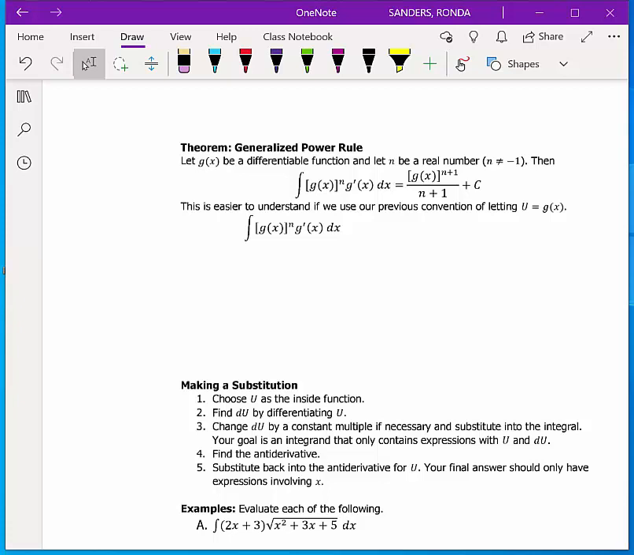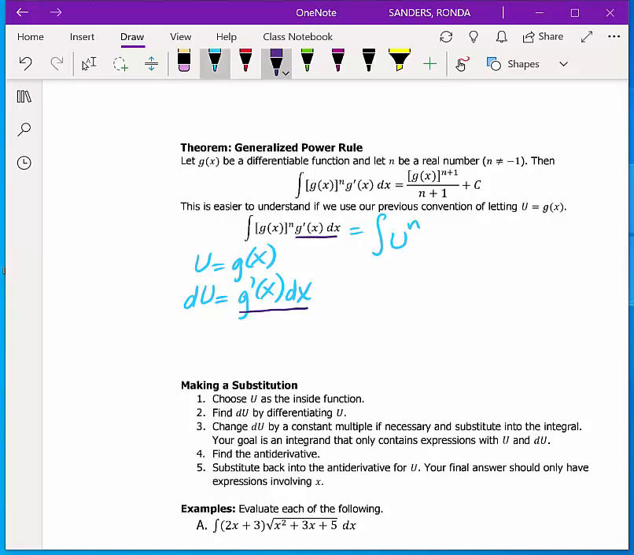This is easier to understand if we use our previous convention of letting u be equal to g of x. So for this example, say we have u is equal to g of x. So the derivative of u, du, will be equal to g prime of x dx. We can rewrite our integral as the integral of u raised to the n. Notice that the g prime of x dx is exactly now our du.